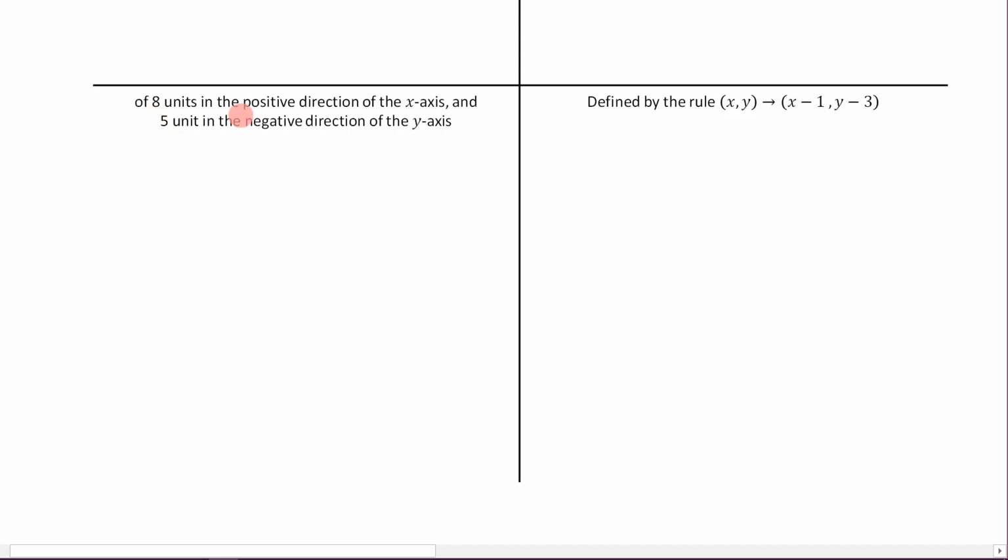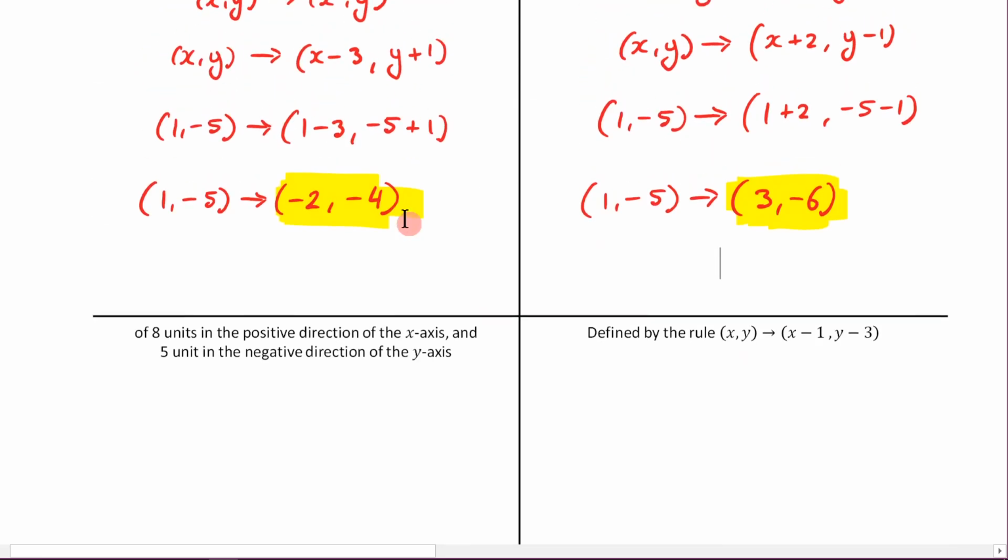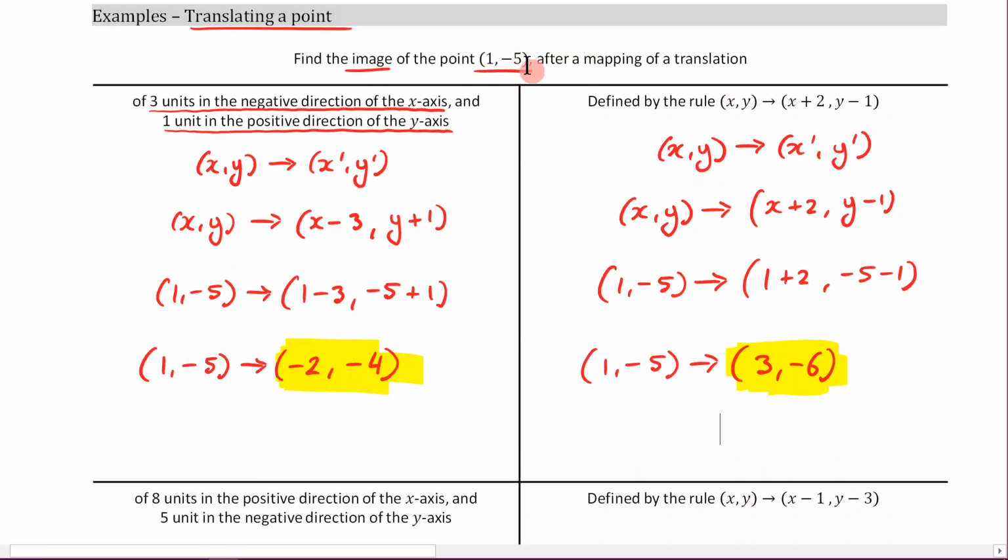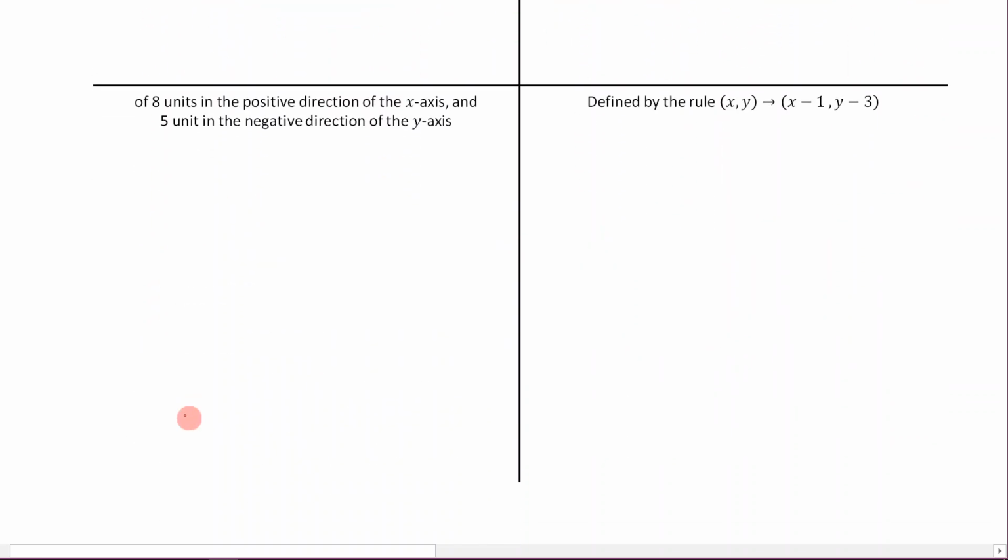Okay, it says 8 units in the positive direction of the x-axis and 5 units in the negative direction of the y-axis. I think I want to show you that you could answer this question very, very quickly. Because we know that our original point is (1, -5). Actually, let me do this one a bit higher. (1, -5).